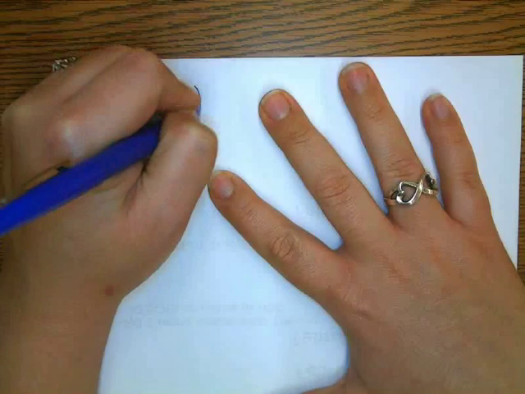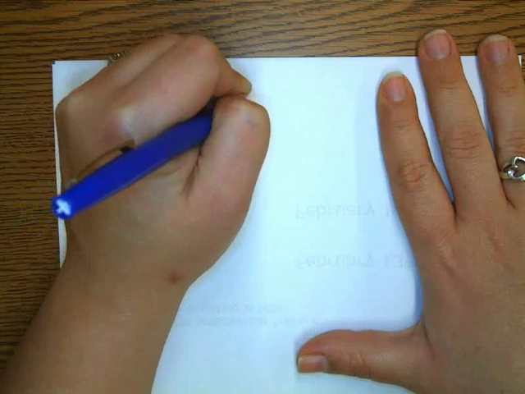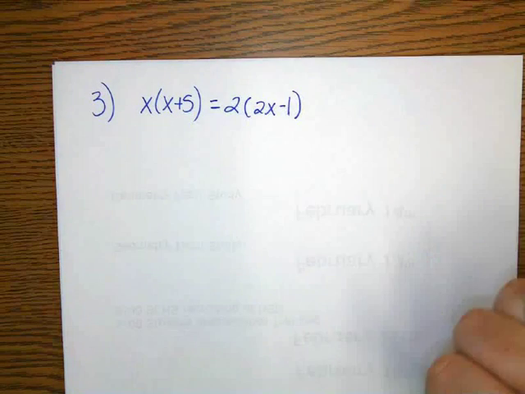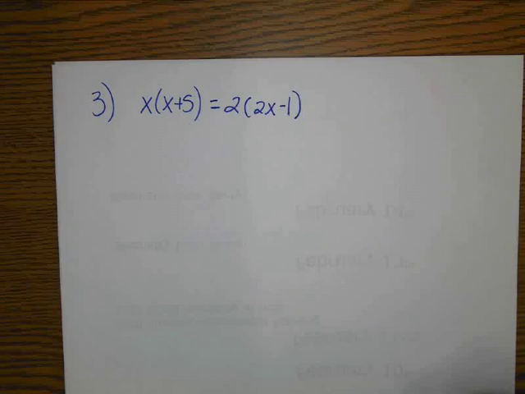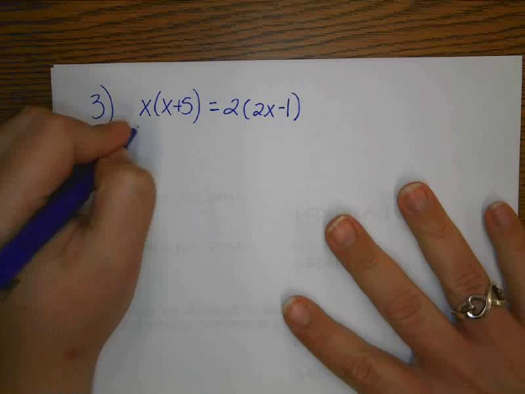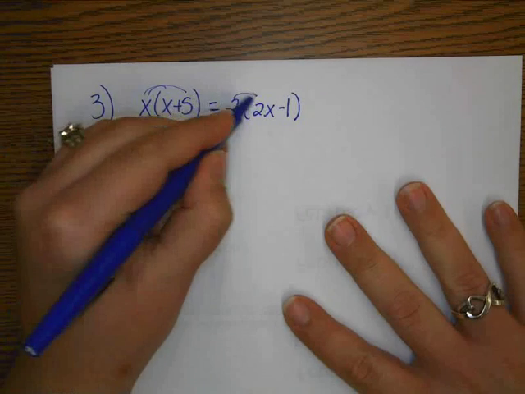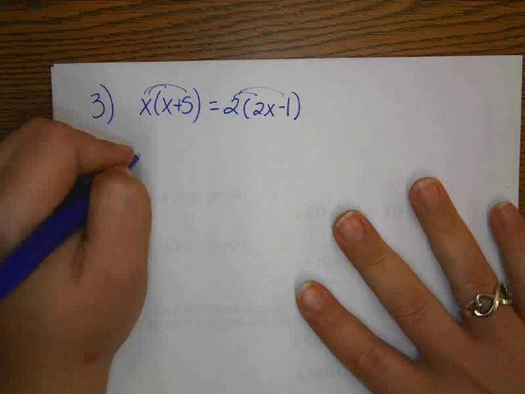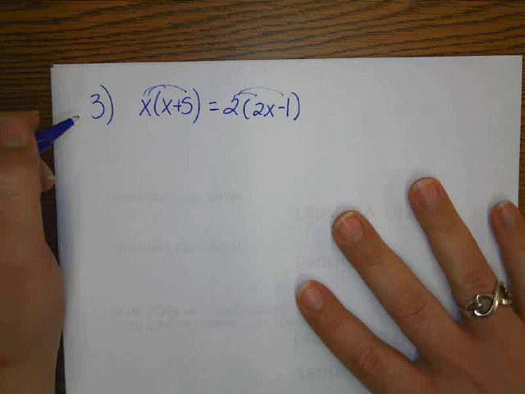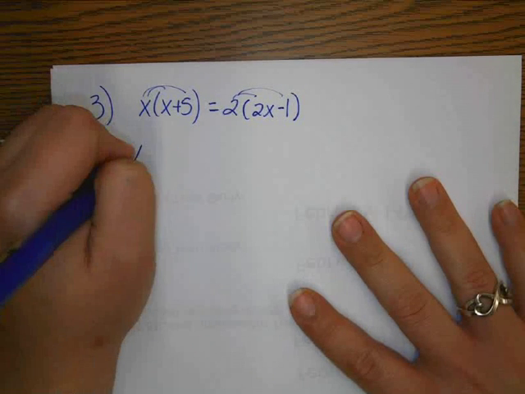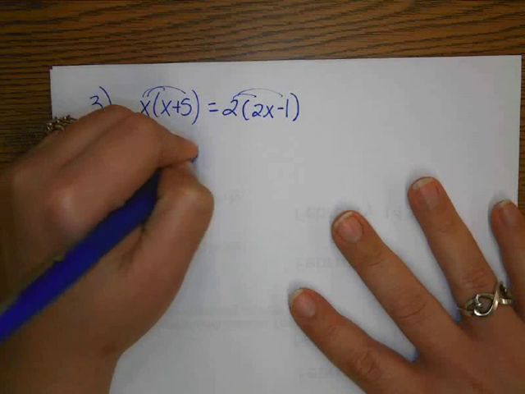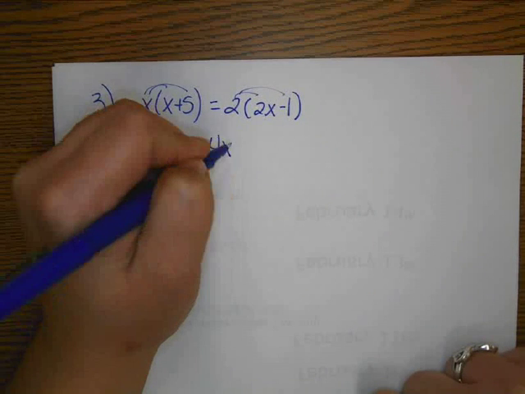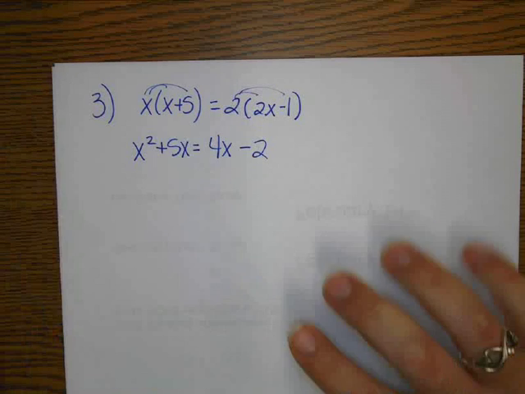Sometimes they won't look like they belong to the form ax squared plus bx plus c, like something like this problem. So we need to make it look like that first. So I'm going to go ahead and distribute on the left and the right, start to simplify, and move everything over to one side, and then I'll be able to use the quadratic formula. So I have x squared plus 5x, try this, pause it if you want, equals 4x minus 2.